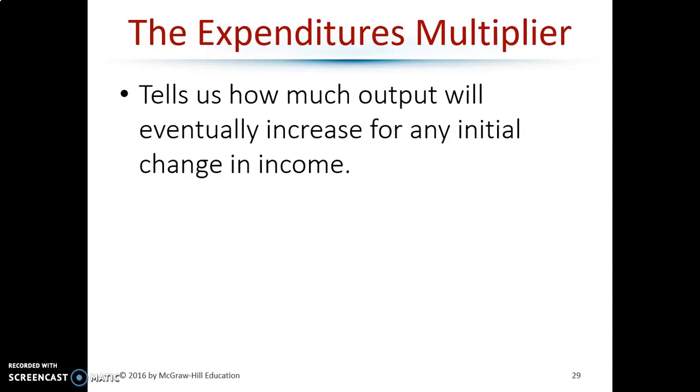So the multiplier, you can work this through if you want, a $200 billion increase in spending. Some of it's saved, some of it is spent, some of it is saved at the next stage, and then some of that is spent.